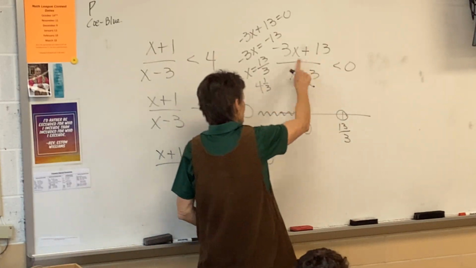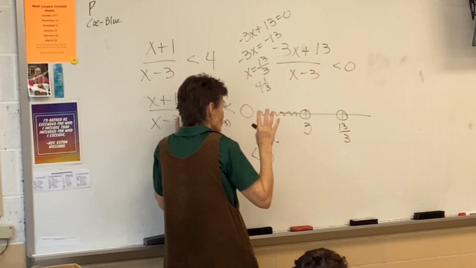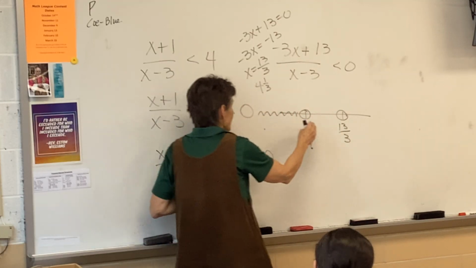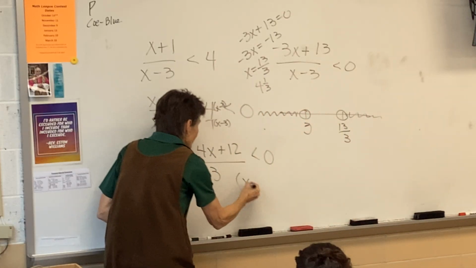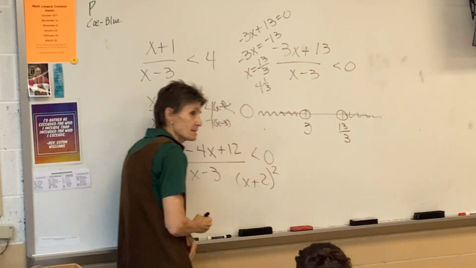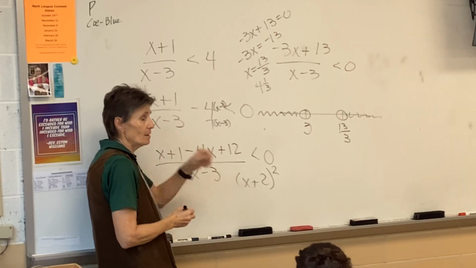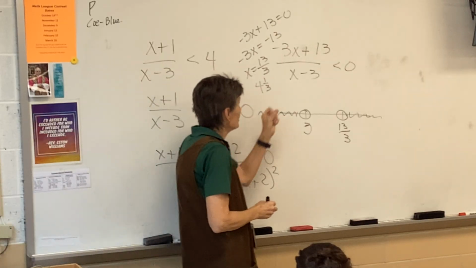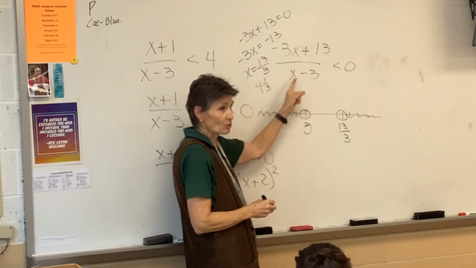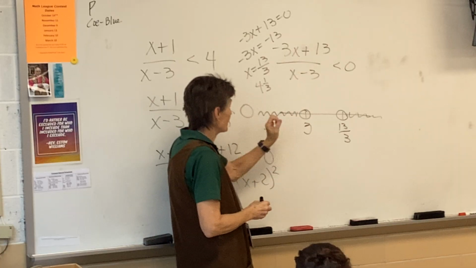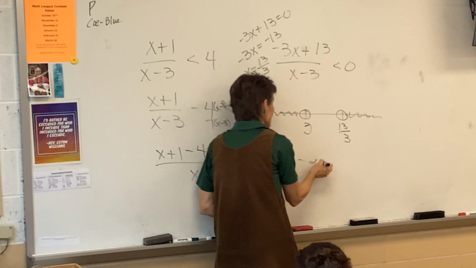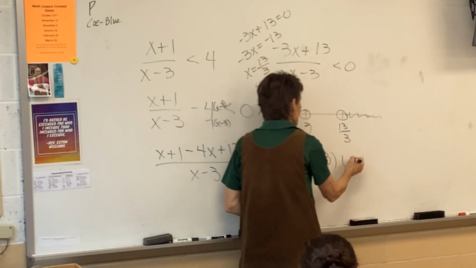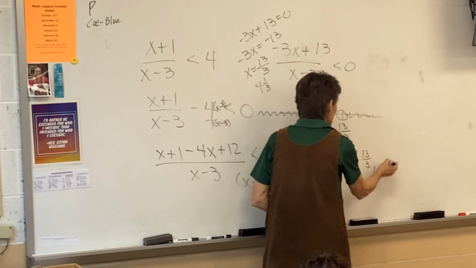Since the problem doesn't have anything funky about it, there's no squaring, I know my shading's going to alternate. And when I say squaring, I mean I don't have a factor that looks like this. That messes it up. None of that's going on. So I know that if this is shaded, then so is this. And my answer is negative infinity to 3, 13 thirds to infinity.